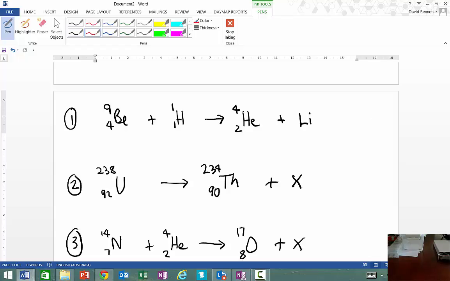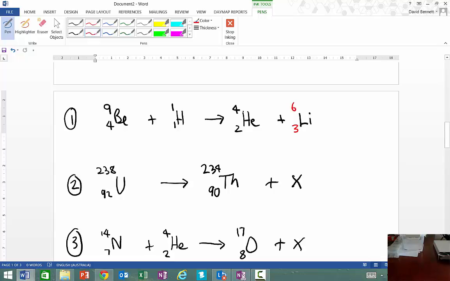If we're looking at the atomic number, we've got 4 plus 1, which is 5. So on the other side, it has to be balanced to 5. We've got 2 there, which means that this thing over here must be 3. Now looking at the mass number, on the left-hand side, the reactants, is 9 plus 1, which is 10. So on the other side it must also add up to 10. Because that's 4, that has to be 6. Okay, so that's that thing there.